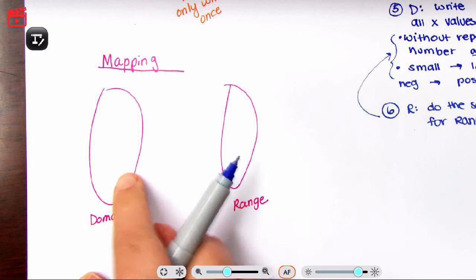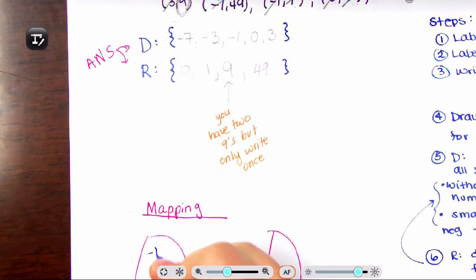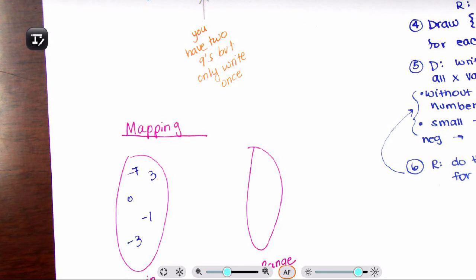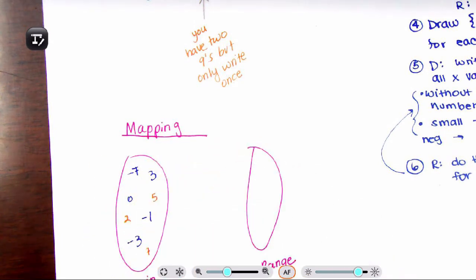Inside of the domain bubble, you're going to write all of your domain numbers. So -7. And the really cool thing about mapping is you don't have to have it in order. So I can have -7, 3, -3 here, 0, 1, -1. And I can have extra numbers in here if I wanted to. It doesn't matter. So if I have 2, 5, 7, doesn't matter.